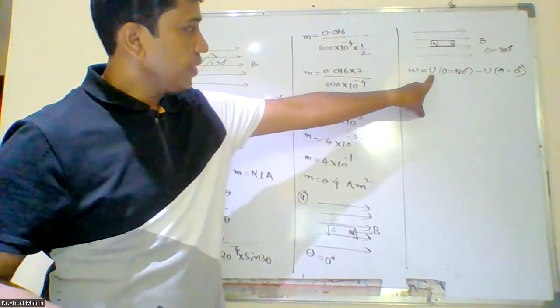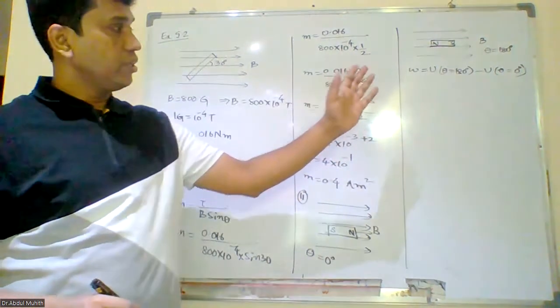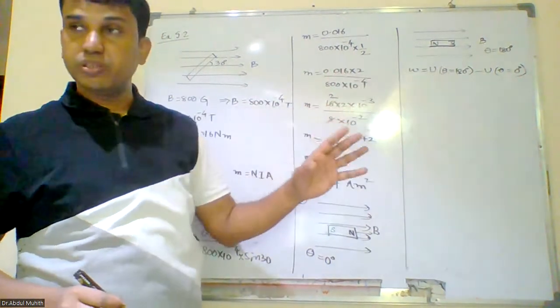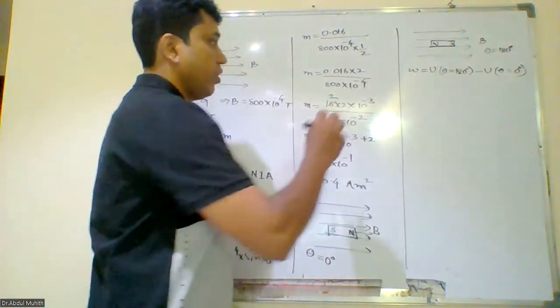So U is equal to 180 degrees. This is the final position, minus the initial position. Final position minus initial position. Is that clear? So what will happen now?